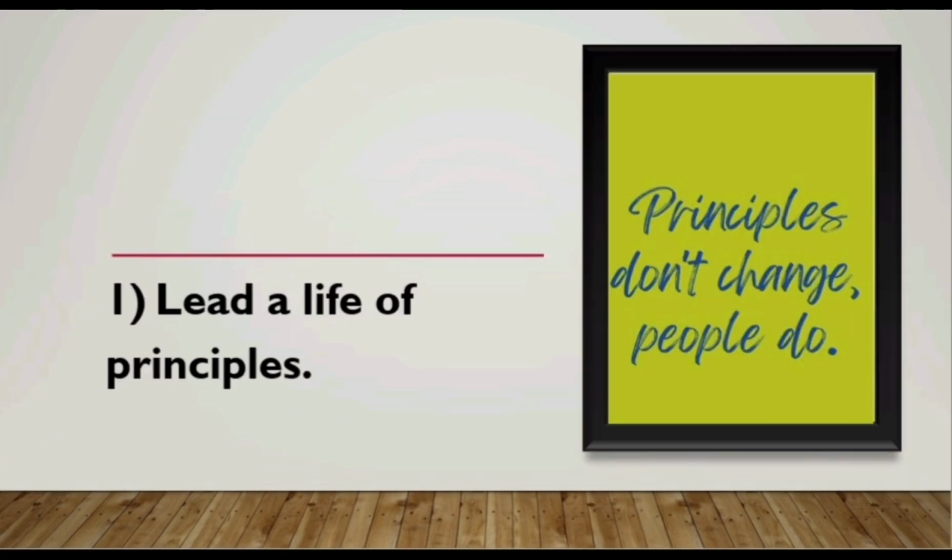In these sentences, you have to identify the type of sentences. Let's get started. The first sentence before you is: Lead a life of principles. This sentence shows advice, a recommendation offered in regard to something. So this is an imperative sentence. An imperative sentence gives instructions, commands, or requests. In this sentence we see it as advice. Therefore this sentence is an imperative sentence.